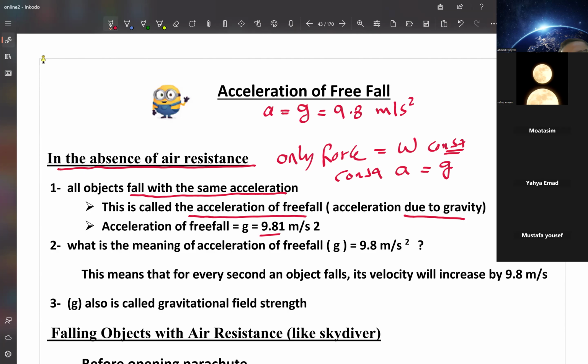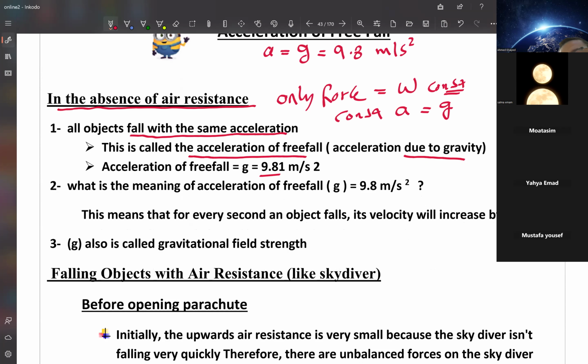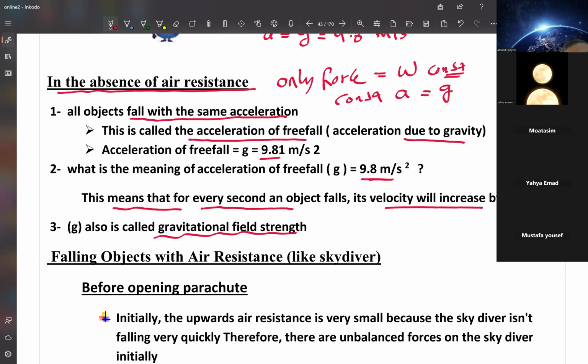What is the meaning of acceleration of free fall equals 9.8? This means the velocity increases each second by 9.8. So for every second, the velocity increases by 9.8. g is also called gravitational field strength.